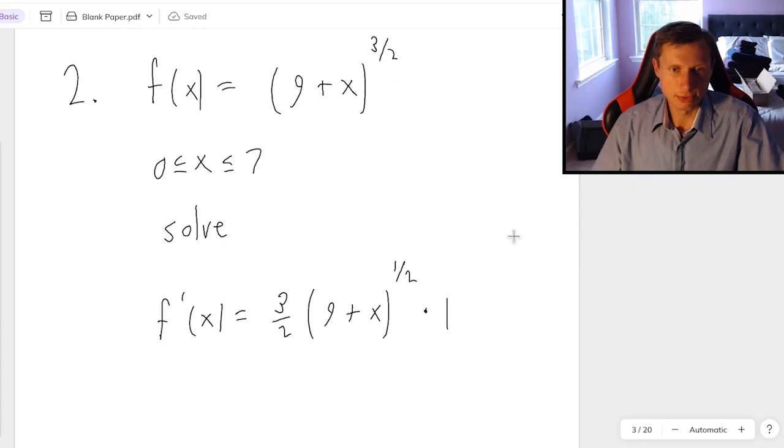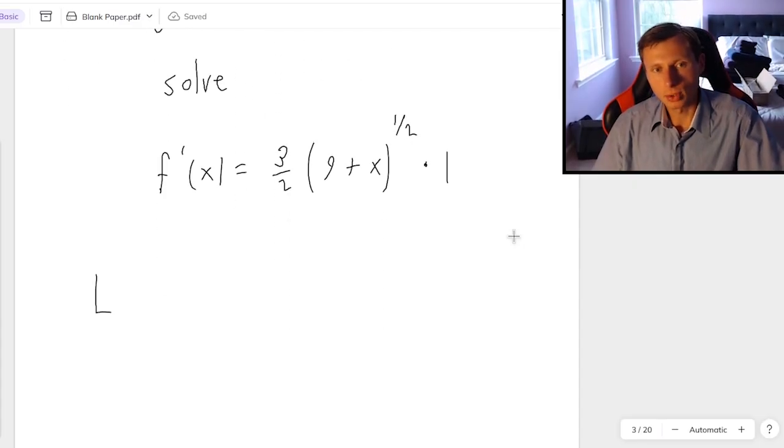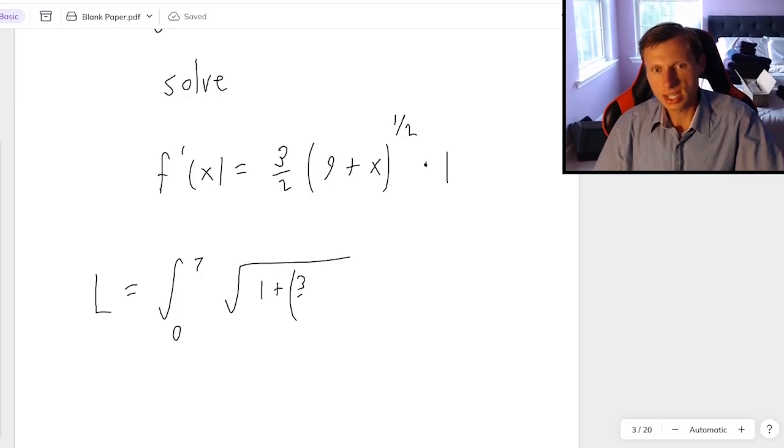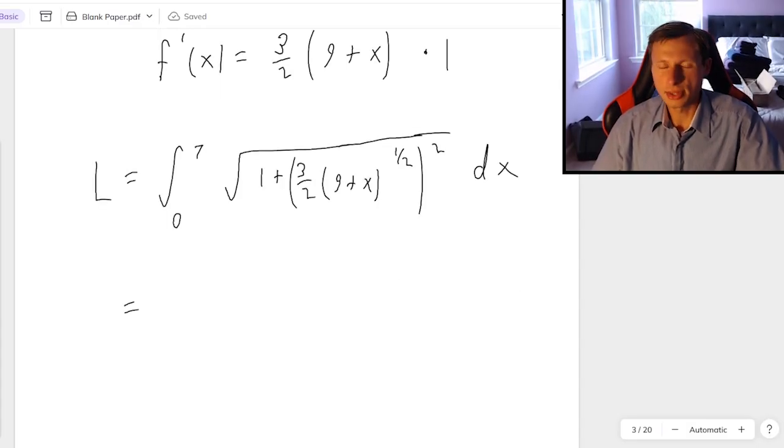So there's my derivative. Now setting up the integral, L is going to be equal to, bottom bound was 0, top bound was 7. It's going to be the square root of 1 plus 3/2, 9 plus x to the 1/2, and then all of that's going to be squared dx. And actually, now that I look at this, maybe this isn't possible, but let's see. I'm not giving up hope yet.